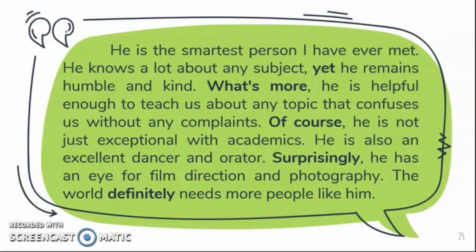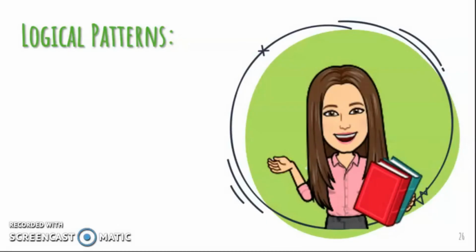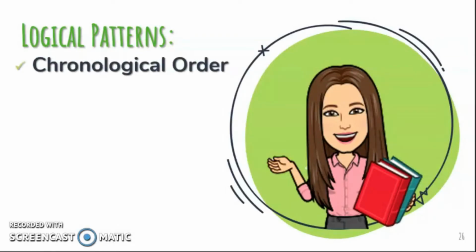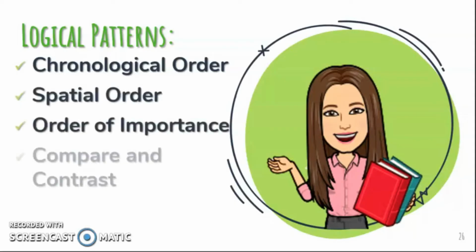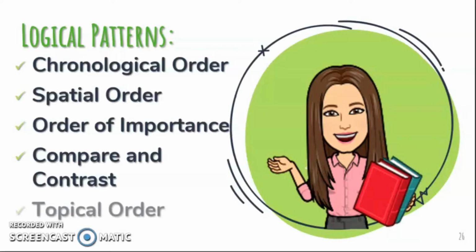If you can see the given example, the words written in bold letters such as yet, what's more, of course, surprisingly, and definitely are the sum of the transitional devices which could help achieve coherence. There are different logical patterns that could be used in order to achieve coherence, such as chronological order, spatial order, order of importance, compare and contrast, and topical order. Let's discuss this one by one.